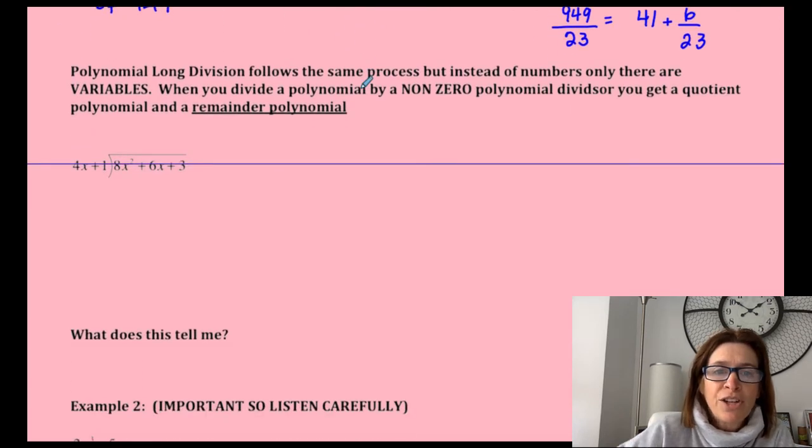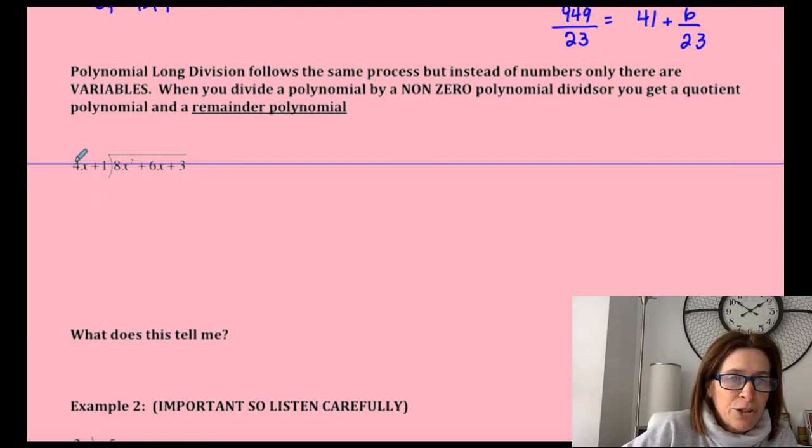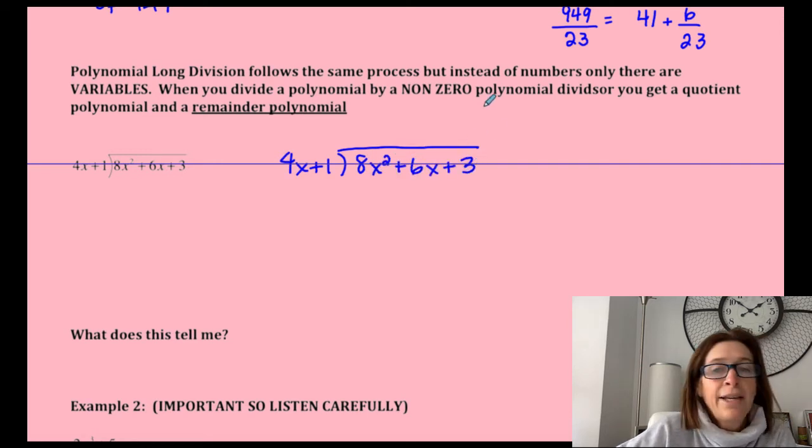So polynomial long division follows the same process, but instead of numbers, we're going to use variables, okay? So when you divide a polynomial by a non-zero divisor, you're going to get a quotient polynomial and a remainder polynomial. Okay, so this isn't all that pretty here, so I'm going to actually rewrite it, okay? So 4x plus 1 into 8x squared plus 6x plus 3. Now I'm using a quadratic here, so it makes it a little bit easy. The dividend, just so we're clear, has to be in standard form, and there actually can't be any missing variables, which we're going to talk about in the next one.